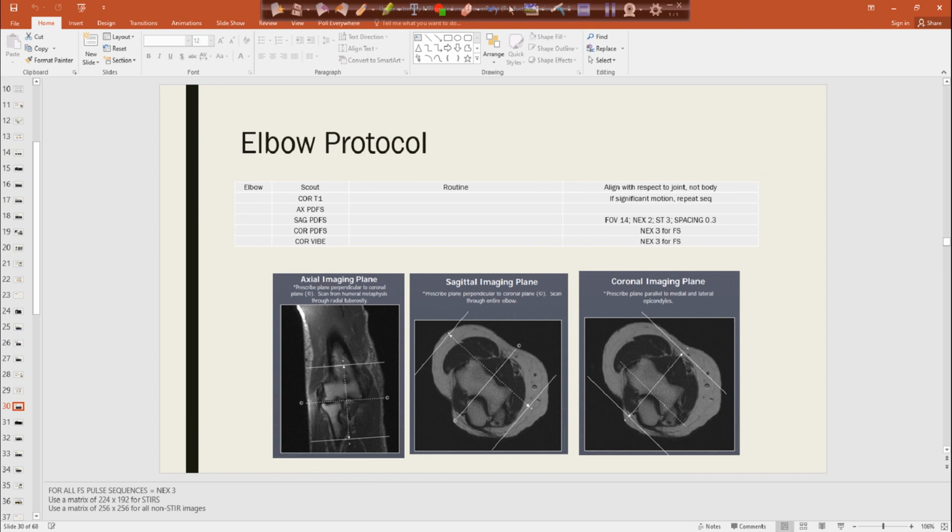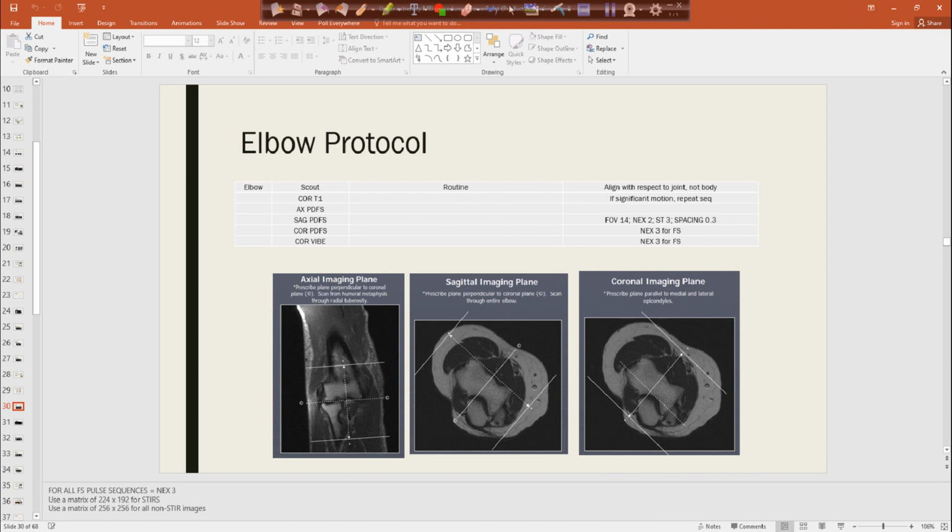And then here has good diagrams on your Emery protocol of how to angle your slices. And I think I asked when I was watching Lily and Jackson scan an elbow, are you angling with the epicondyles? And she said she was just kind of going with the anatomy. Yep. But here they're saying you need to specify with the condyles.